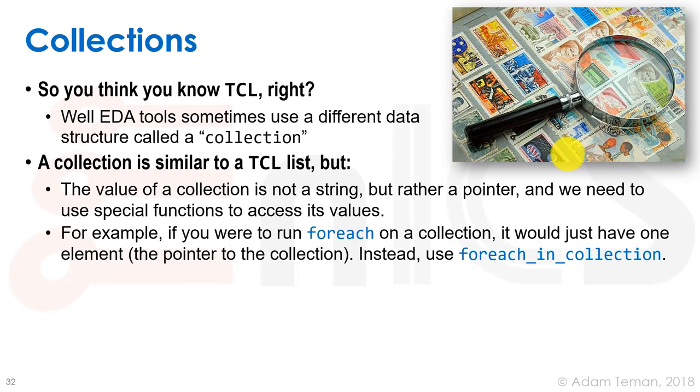Therefore, if everything in Tcl is just a string, a collection is a pointer to an array or a struct or something like that that has different information about the string. The thing is that if we do anything like a foreach or different Tcl operations on a collection, we're actually just seeing this string, which is the pointer to where the collection is in memory. So you can't run a foreach on a collection, because you'll run over these different pointer values and not actually what's inside the collection.